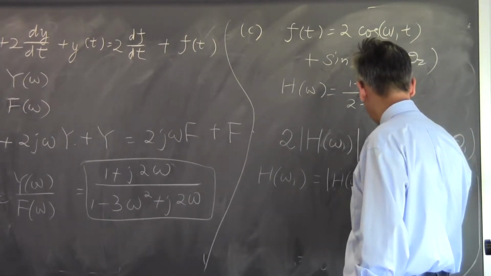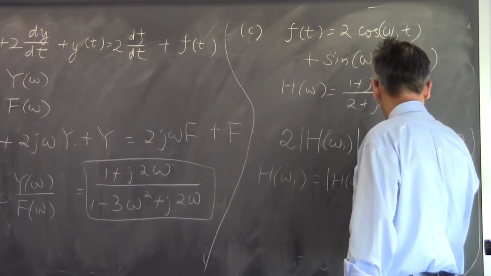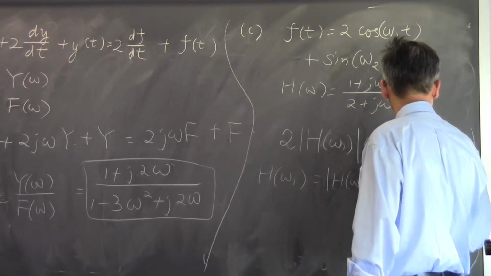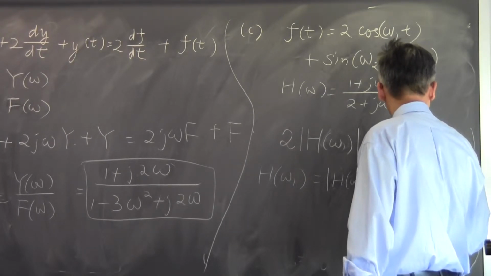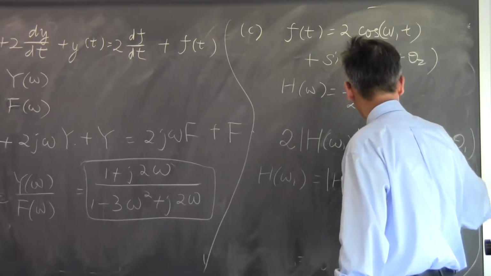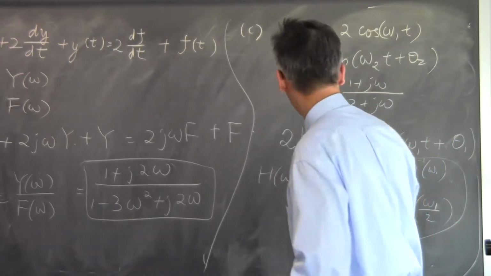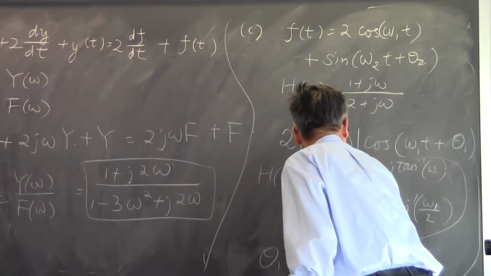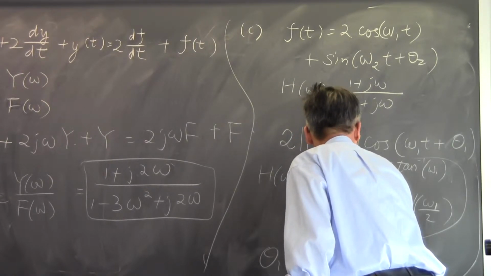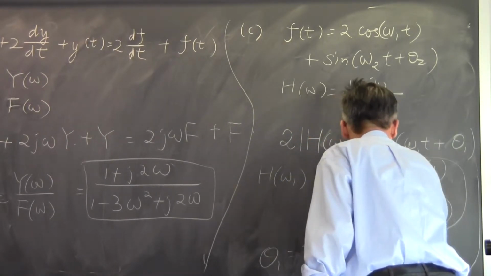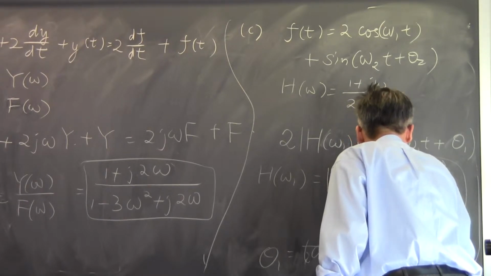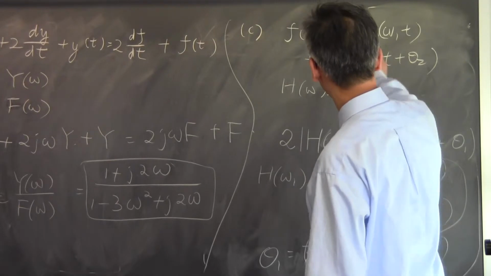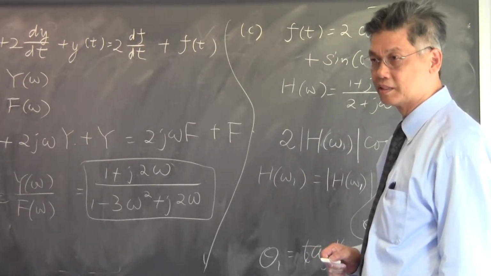Or let me write it down here. E to the minus j arctangent of omega 1 over 2, sorry, omega 1 over 2. So these are the total phases. Okay, theta 1 is equal to arctangent of omega 1 minus arctangent of omega 1 over 2. Okay, that is if I were just to put the first term through it.